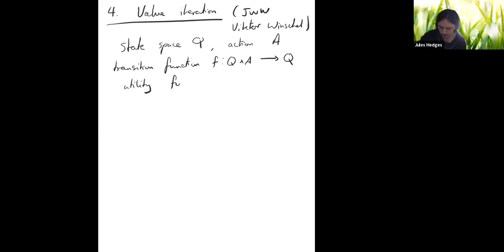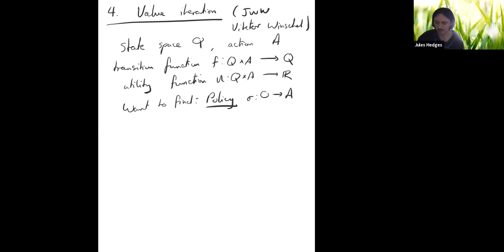We have a utility function, which says, given a state and an action, we get some utility. So this stuff is known. The thing that we want to find is called a policy. The policy is a choice of an action given what state you're in. This is sort of the Markov property. It needs to be memoryless, so your action can only depend on your current state. Again, that should be stochastic.